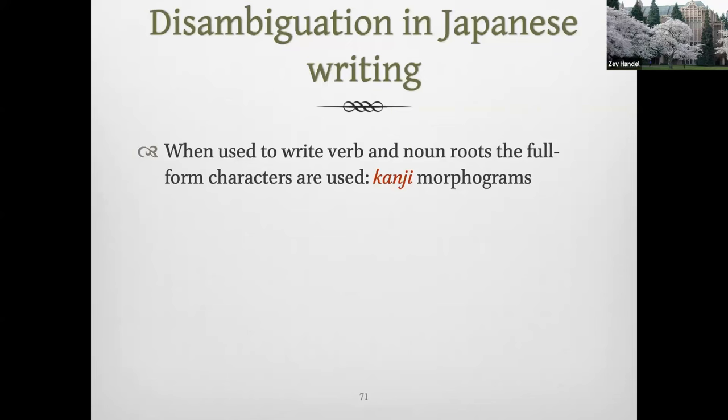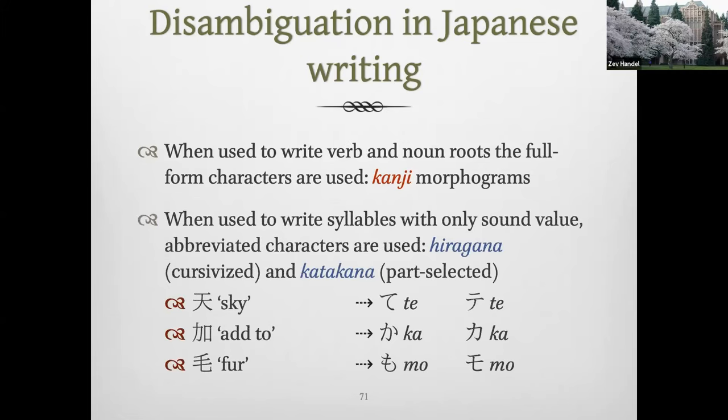The full form Chinese characters, unchanged, are called kanji, and they write verb and noun roots. They have meaning, and the abbreviated ones are called the kana scripts, and they have only sound value, just like letters of the alphabet. And they only write things based on sound in Japanese. So this character has a cursive form and an abbreviated form writing the sound te. This one, ka, and this one, mo. And the full character forms are never used when just writing sounds anymore.